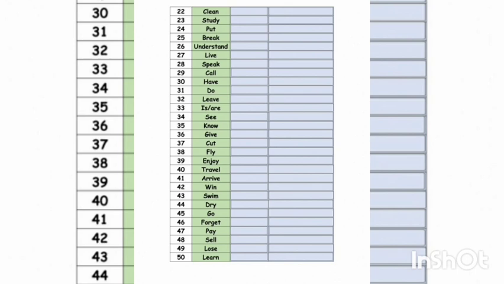Some more verbs: clean, study, put, break, understand, leave, speak, call, have, do, leave, is or are, see, know, give, cut, fly, enjoy, travel, arrive, win, swim, dry, go, forget, pay, sell, lose, learn. So students, the present forms of these verbs are given. You have to write the past and past participle forms.